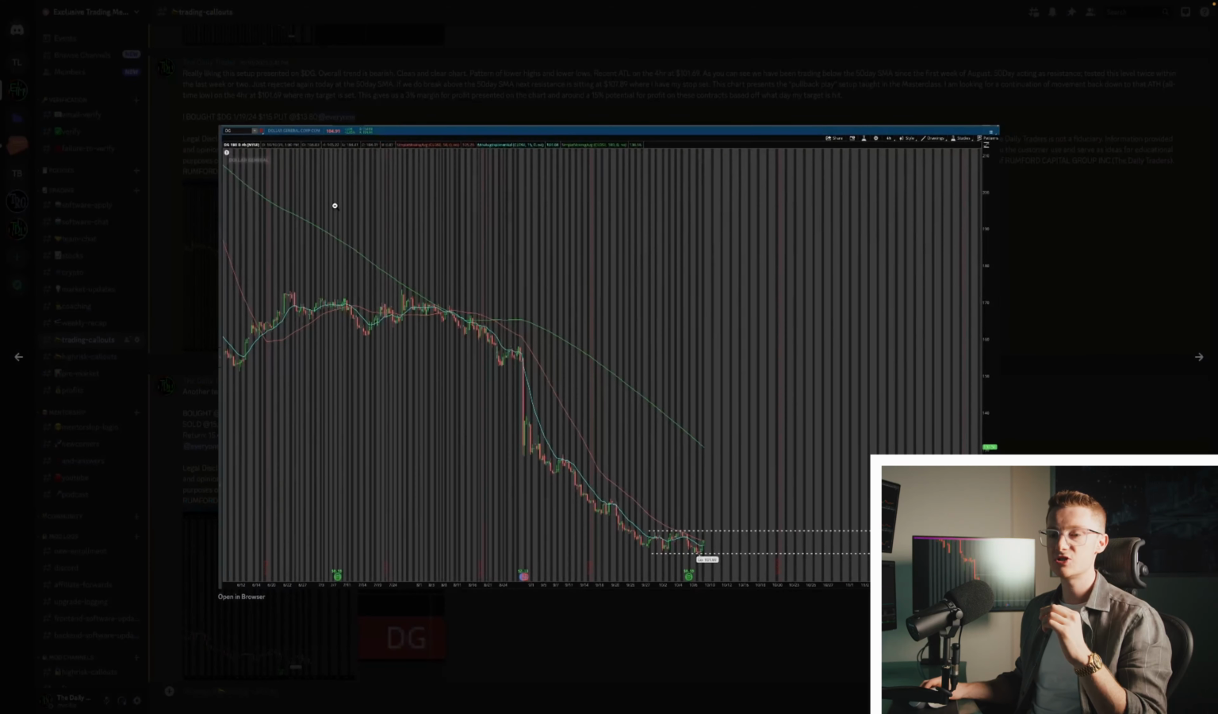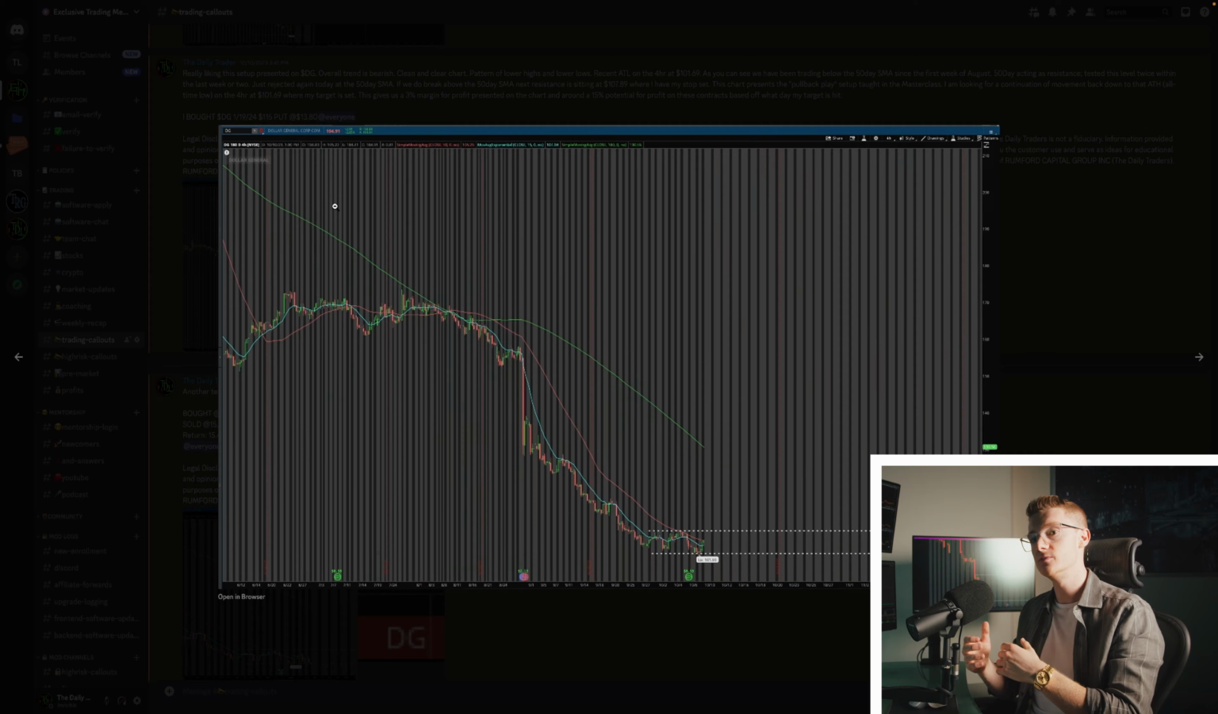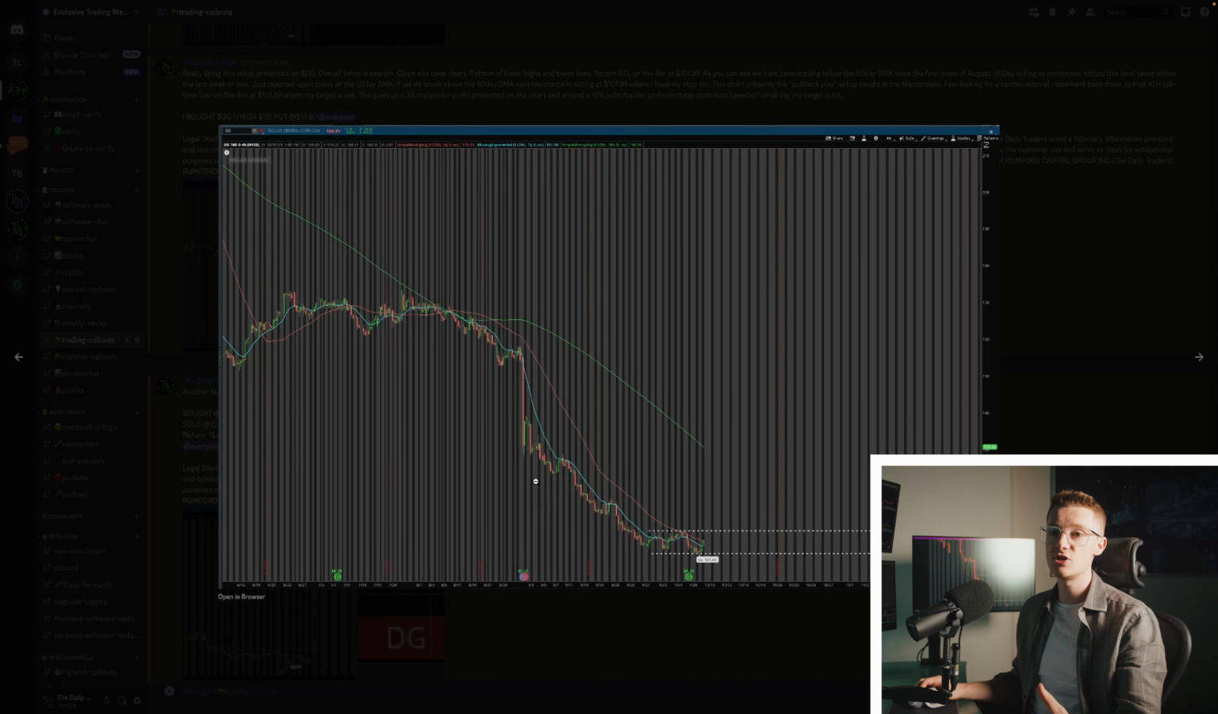Now let's pull up this screenshot of the chart at the time of entry so I can explain to you why I took this trade. So essentially what I did was I identified first the trend.